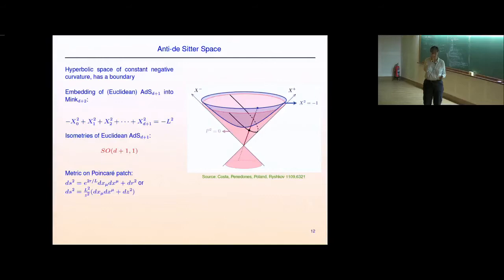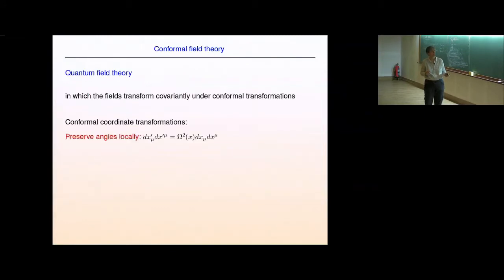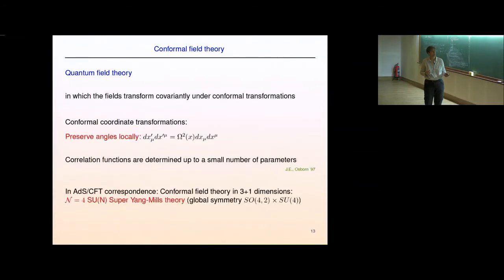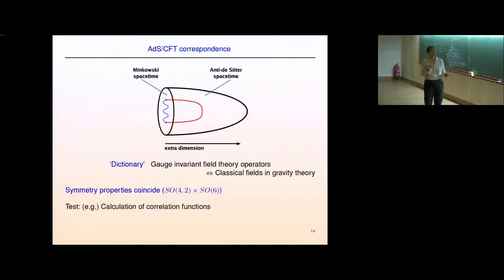And then I will also, in a few slides, show you that this SU(4) symmetry is also realized geometrically in the gravity picture. And so, as I told you, there is no proof of this relation, that we can say the quantum field theory here is equivalent to the gravity theory there.